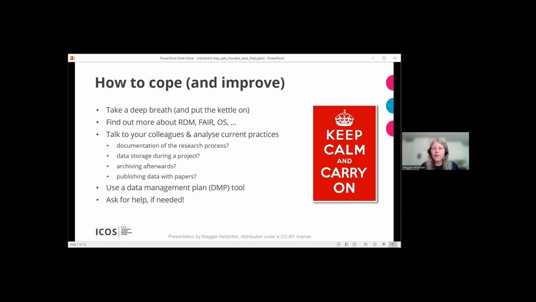And of course, ask for help if you are confused or don't know what to do. Ask in your institution, at your university, etc., or ask colleagues and have this dialogue and try to figure out what to do before it's too late and before data has been lost.